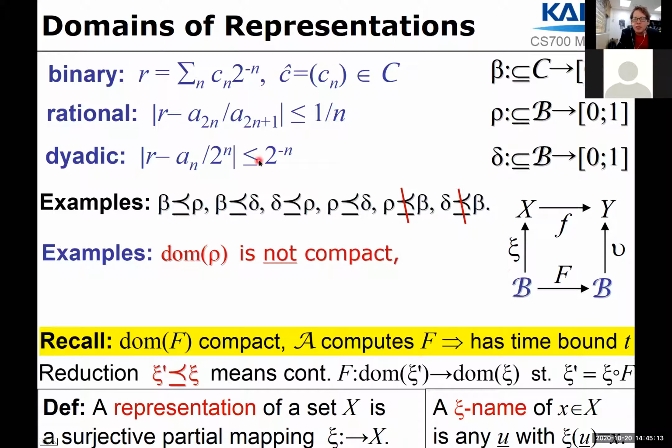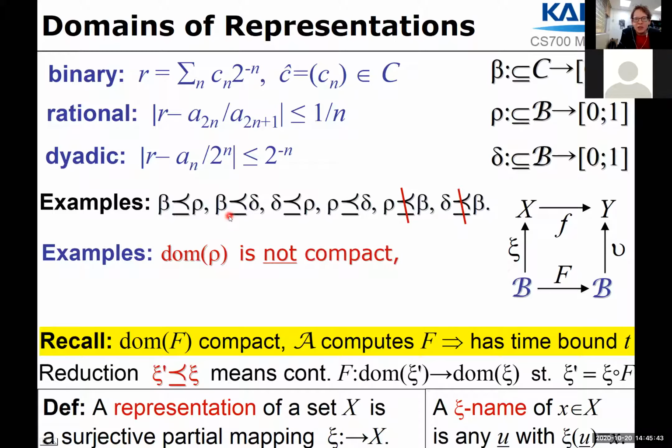All three representations are continuous. So if we take the pre-image of a closed set, then we arrive at a closed subset of Baire space, but not at a compact set. The pre-image of a compact set under a continuous function is not compact. The image of a compact set under a continuous function is compact, but the pre-image in general is not. And this is exactly what happens here.